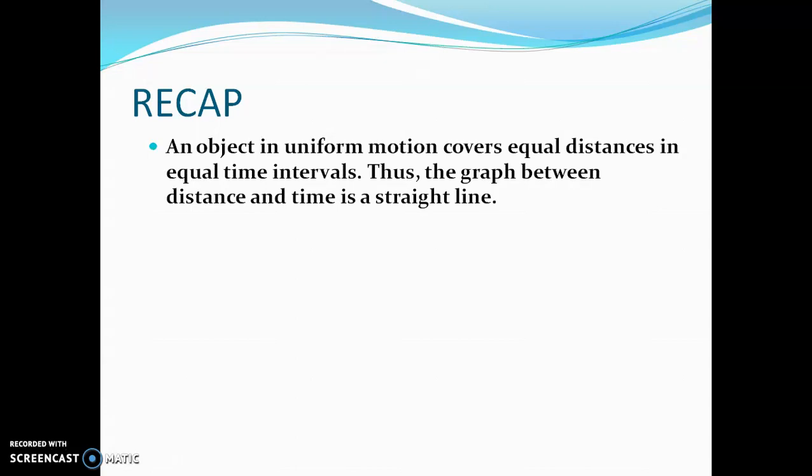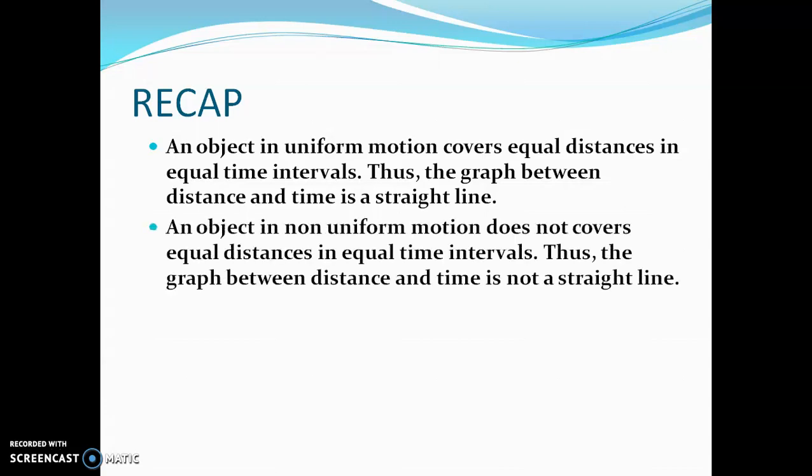Okay, so what we have studied so far, I hope all the graphs are clear to you. Quickly, we will recap. An object in uniform motion covers equal distance in equal time intervals. Thus, the graph between distance and time is a straight line graph. Whereas, an object in non-uniform motion does not cover equal distance in equal time intervals. Thus, the graph between distance and time is not a straight line. It is our second graph.